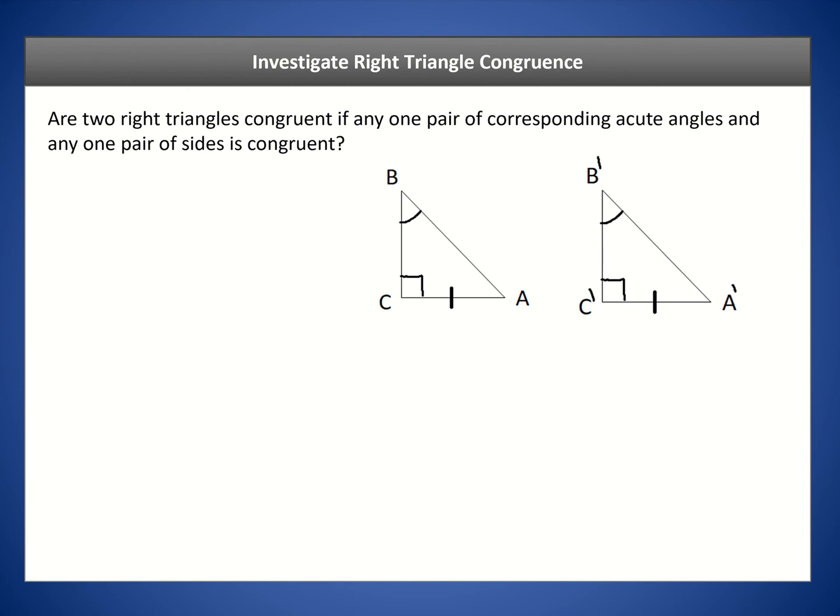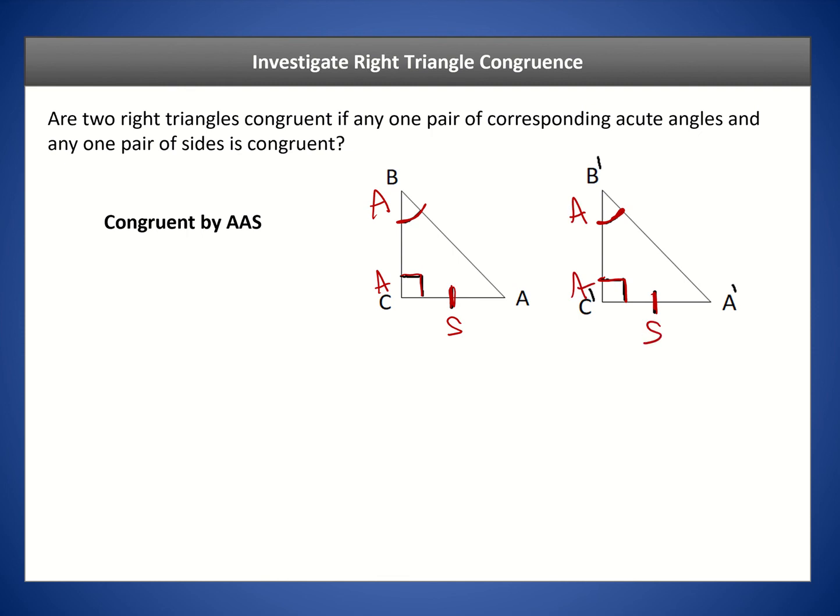We have one pair of acute angles, which are these angles right here, angle B and B prime. And we also know that because it's a right triangle, the right angles are congruent. And so we have a pair of congruent angles for B and C, and we know a side. So let's say we knew this side. Then we can determine that these are congruent by AAS, right? So this is angle, angle, side.